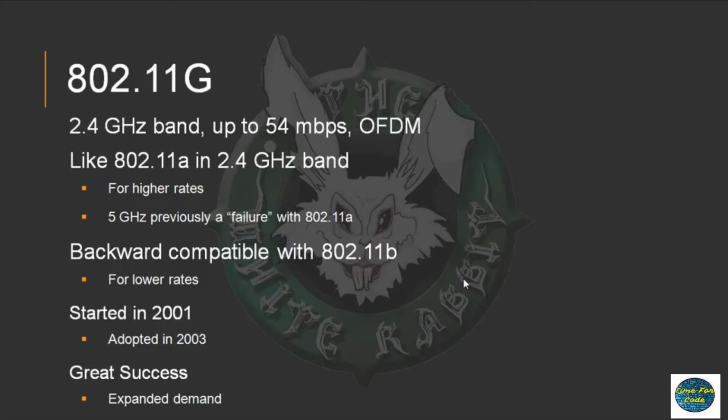It therefore has these advantages over 802.11a, that it can maintain that 54 megabits per second, but work more nicely with 802.11b. This came out in 2001, and it was a great success. Because of these backward compatibility reasons, it's more cost effective to make multi-mode Wi-Fi devices that support both 802.11b and 802.11g. So it was a great success.